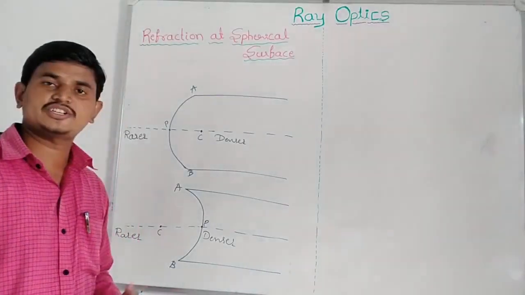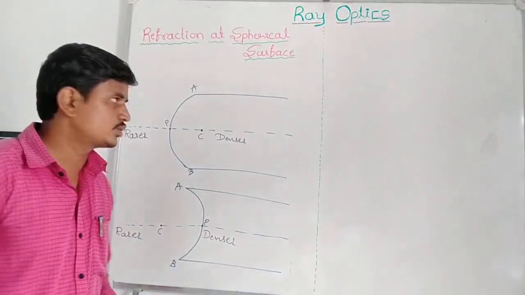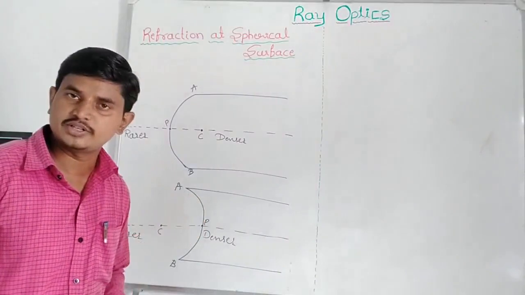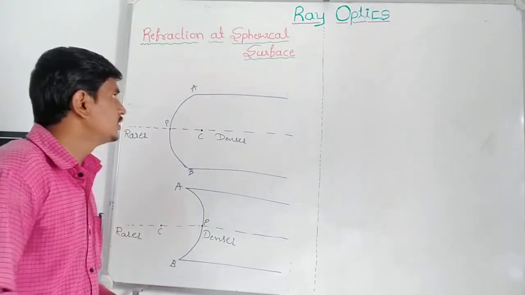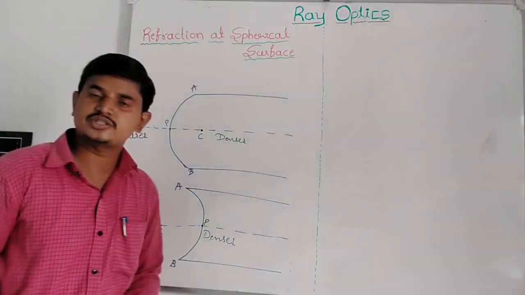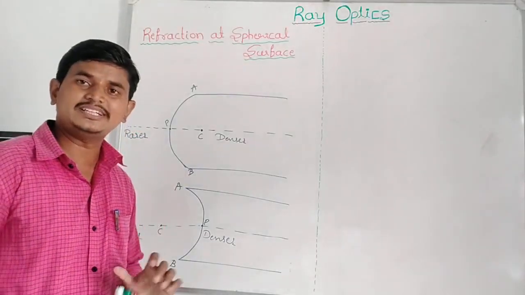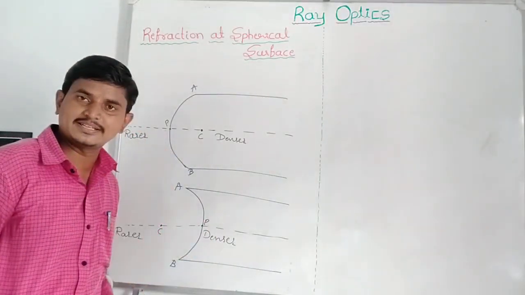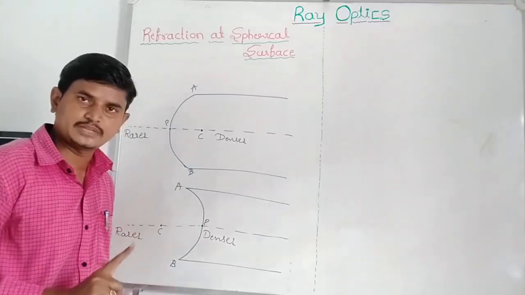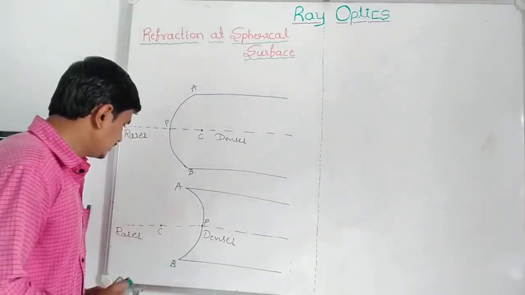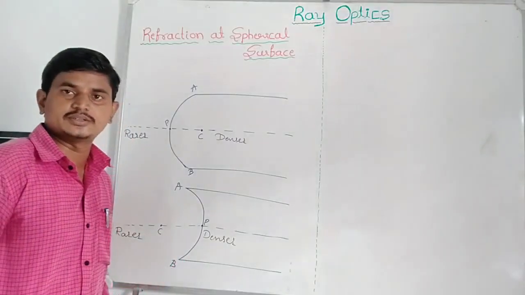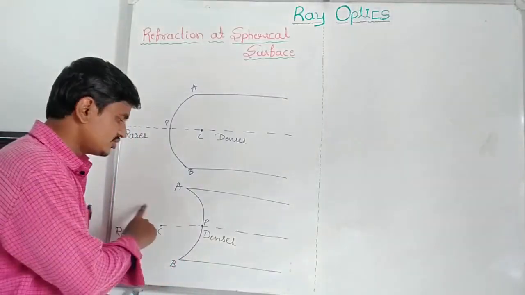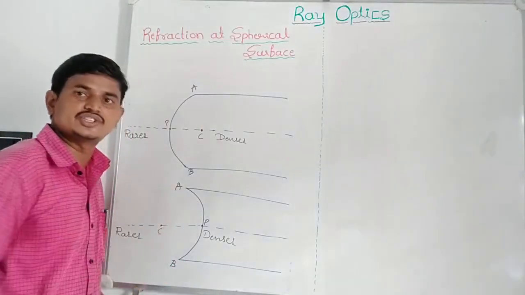In dealing with refraction at a spherical surface, the following are the sign conventions we use. The first Cartesian sign convention is that all distances are measured from the pole of the spherical surface. The second is that distances measured along the direction of incident light are taken as positive.